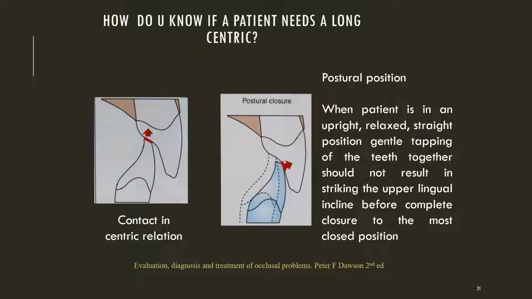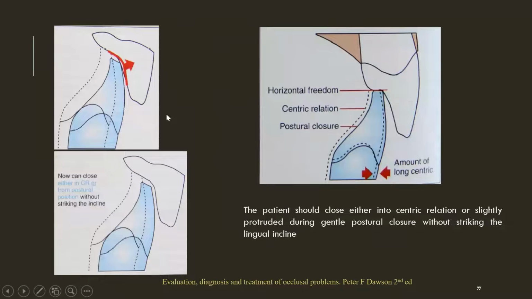So how do we know if a patient needs a long centric? When the patient is asked to sit upright, relaxed, and in a straight position, with gentle tapping of the teeth together, it should not result in striking of the upper lingual incline before complete closure to the closed position. So when the patient is asked to close in centric relation, the patient should not glide the mandible slightly anterior and hit the upper lingual incline. The patient should either close into centric relation or slightly protruded during the posterior closure without striking the lingual incline.